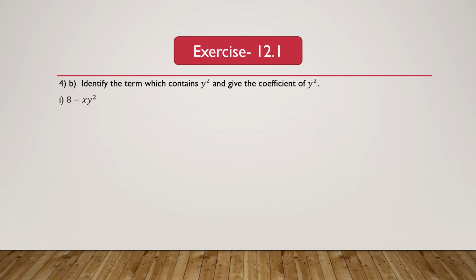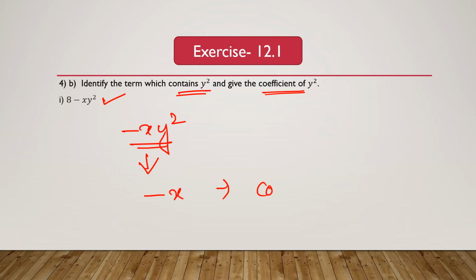Now question number 4, second bit B. Identify the terms which contain y square and give the coefficient of y square. First bit is 8 minus xy square. We have to identify the terms which contain y square. So the term is minus xy square. This term contains y square, and coefficient of y square is minus x.